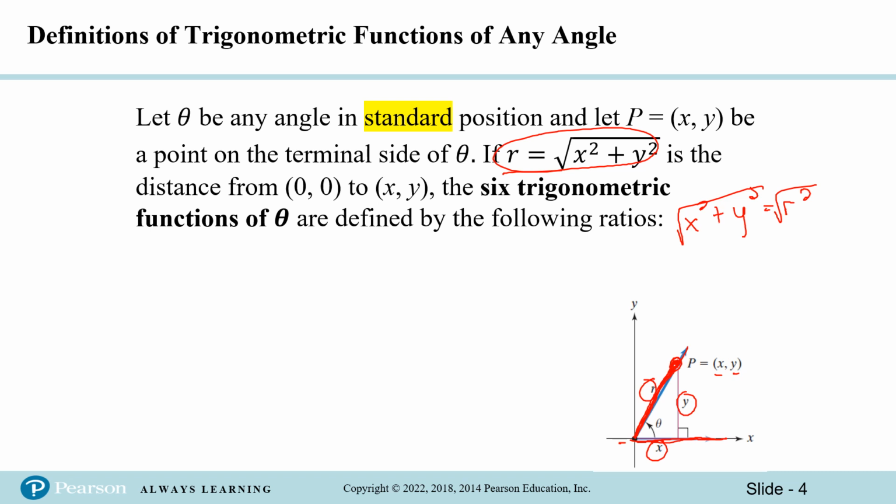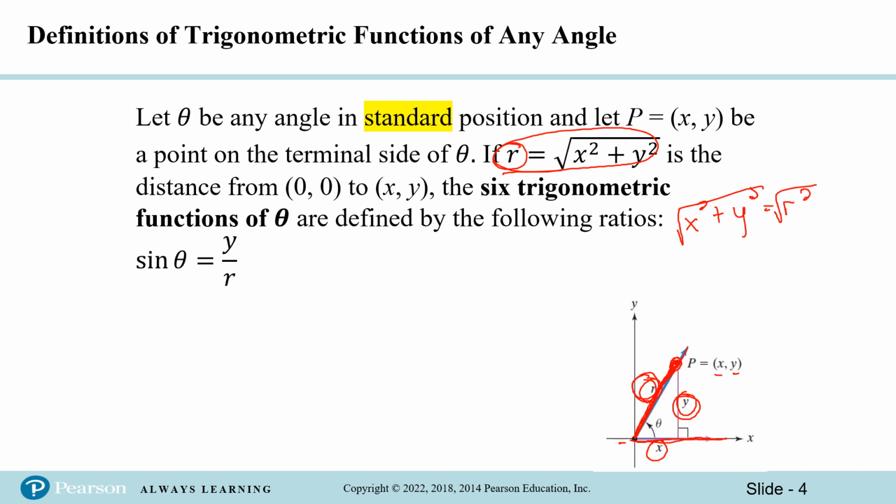So if we want to define the trig functions, like the sine of theta, remember sine is the opposite over the hypotenuse. The hypotenuse is r. We are not necessarily putting this on a unit circle, so the radius is not guaranteed to be 1. It could be 1, but we're trying to do it where it's not on a unit circle. So y over r is the sine.